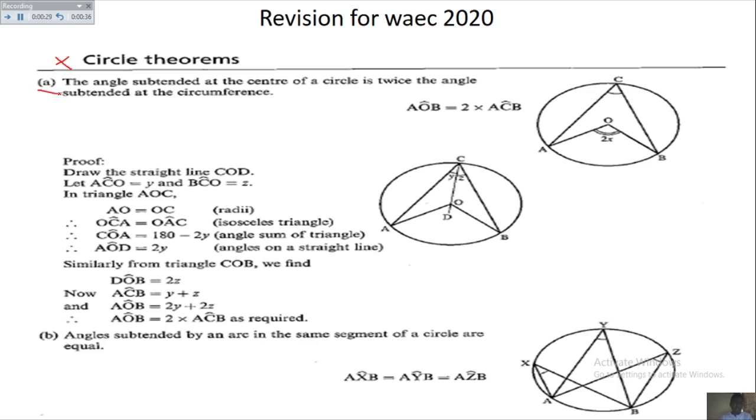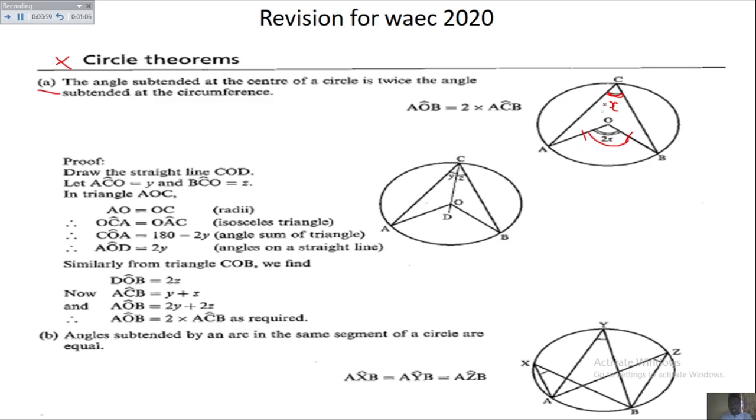The first thing you need to know here is the angle subtended at the center of the circle is twice the angle subtended at the circumference. Look at this. This is the circumference angle, while this is the center. You discover that the angle here is bigger than the angle here. Therefore, if this one is x, automatically you are going to see two of this particular one in this angle at the center.